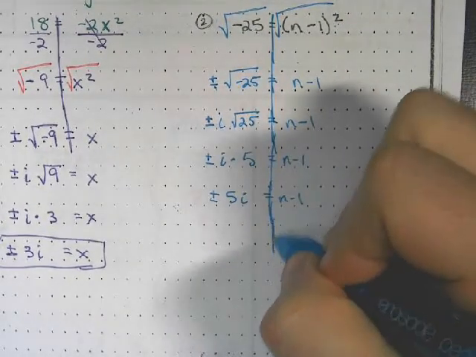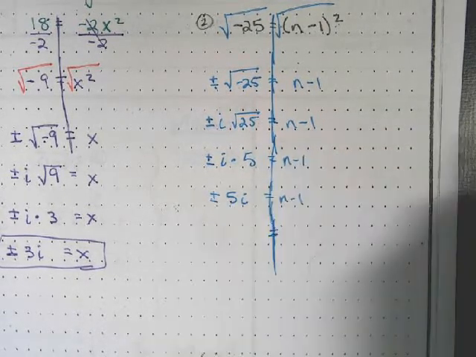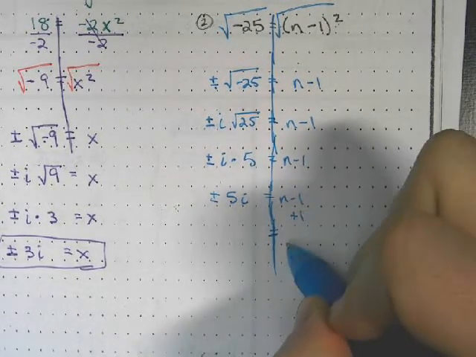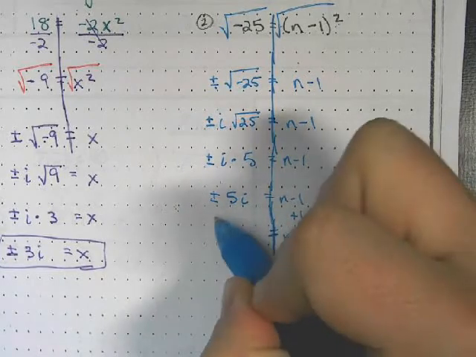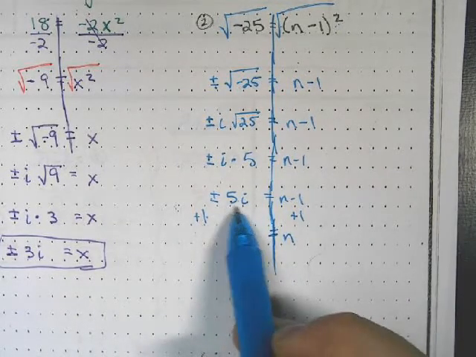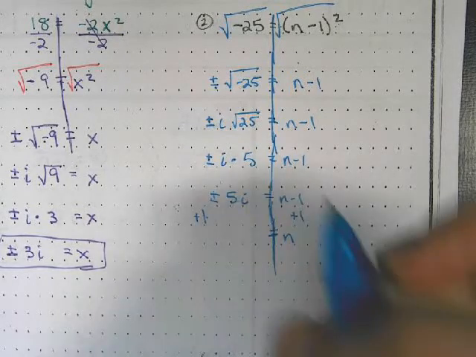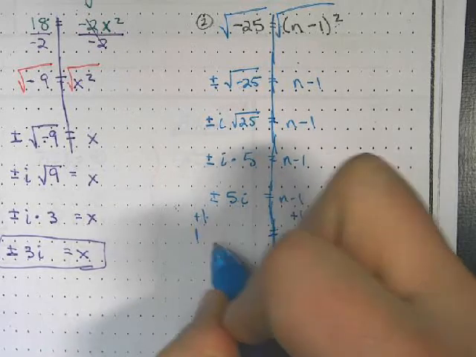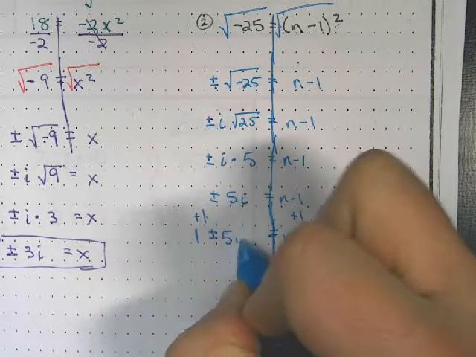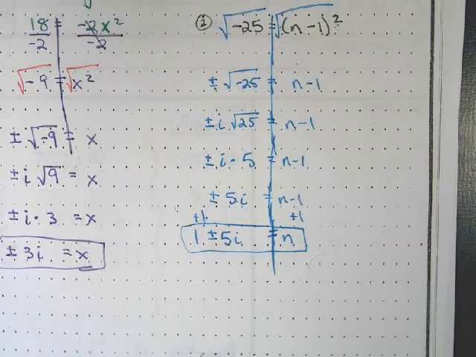Now I need to get n by itself. So I will add 1 to both sides. I cannot combine these because this represents my i's and this is my real number by itself. So this is a constant, so I'll have positive 1 plus or minus 5i. And we're done with the problem.